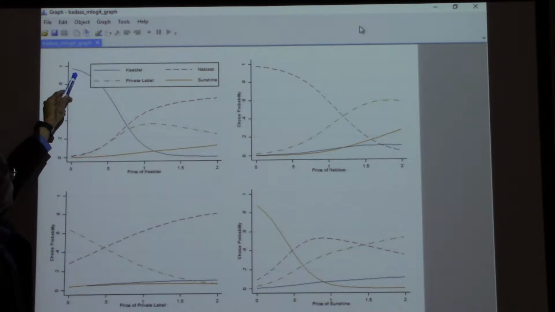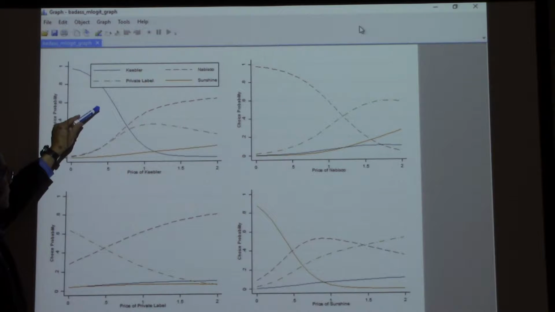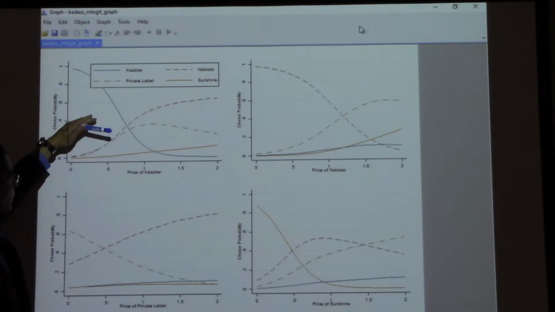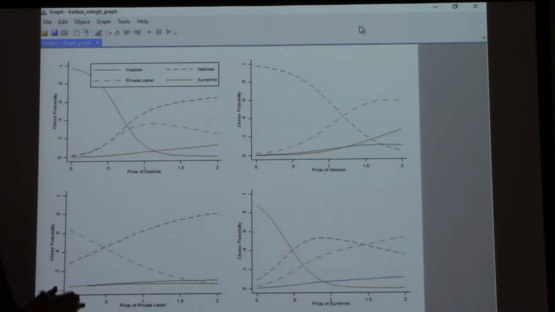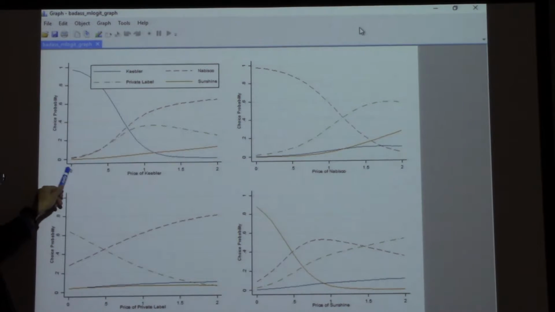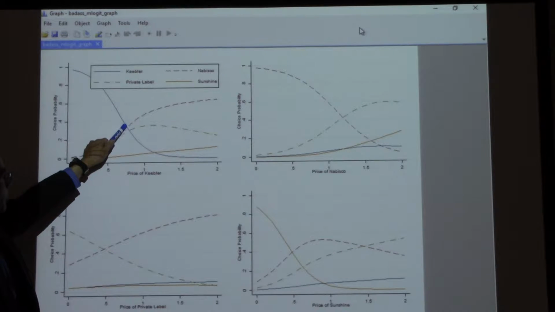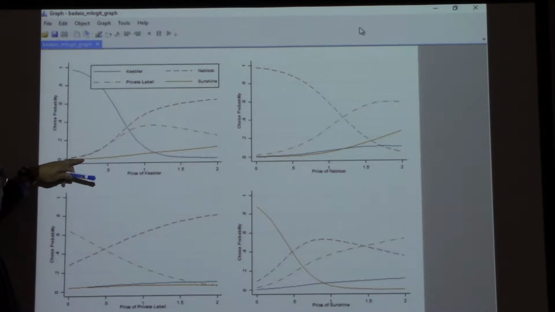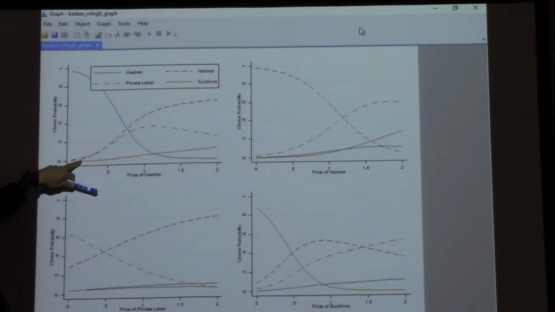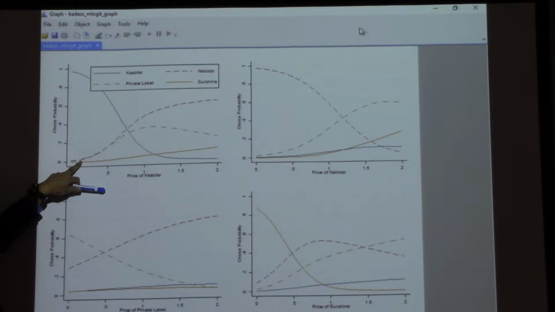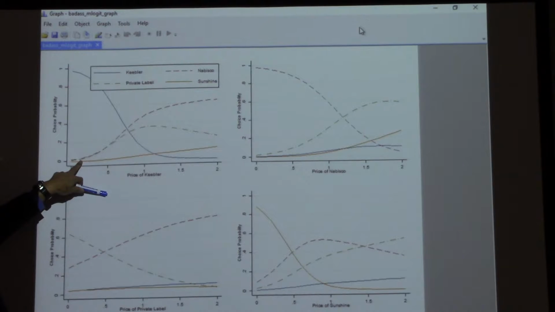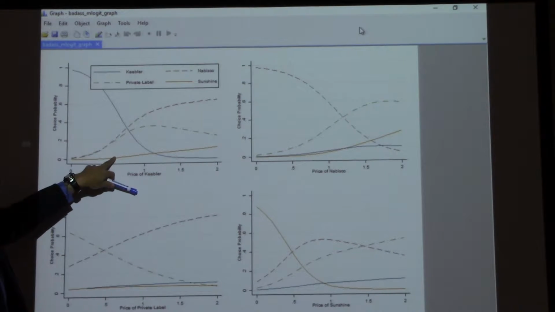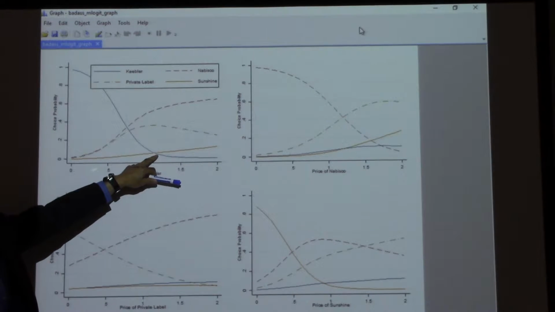So what do we know? We know the law of demand is going to hold for Keebler. As the price of Keebler increases, the probability of choosing Keebler decreases. But where do those sales go? Are those sales going to Sunshine? No, not really. Look at the probability of purchasing Sunshine. As the price of Keebler increases, the probability of purchasing Sunshine barely changes at all.